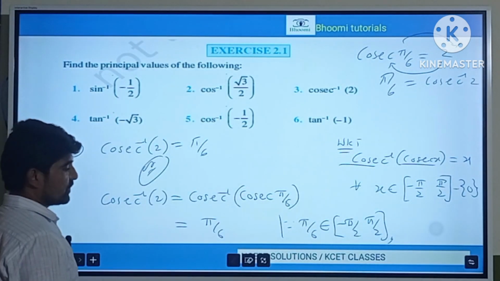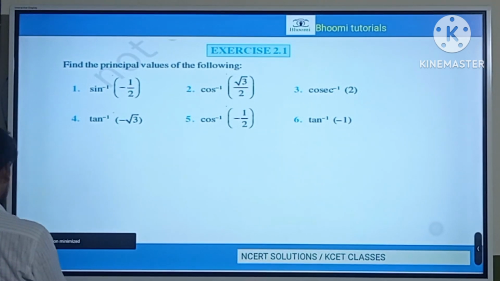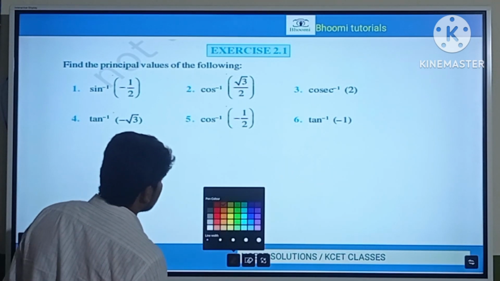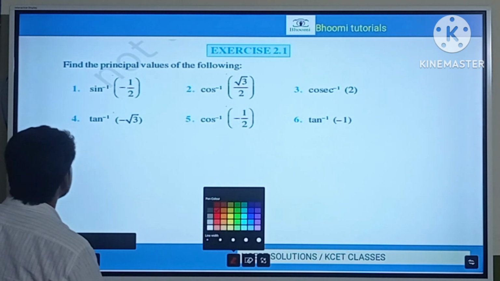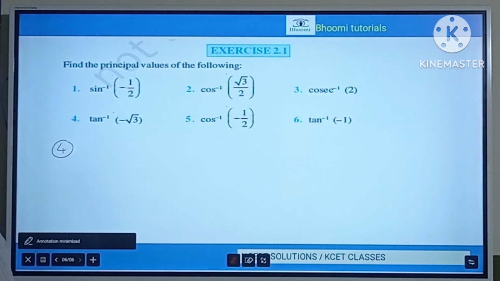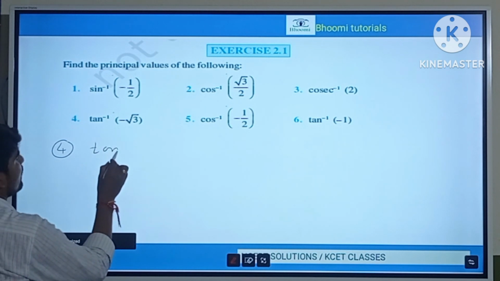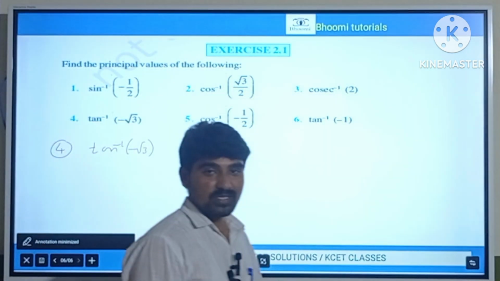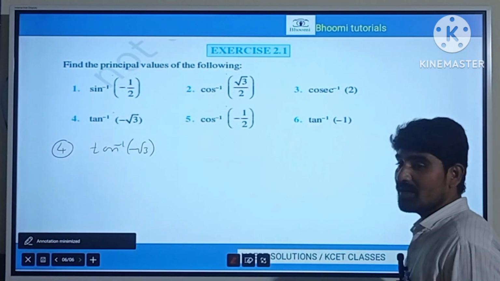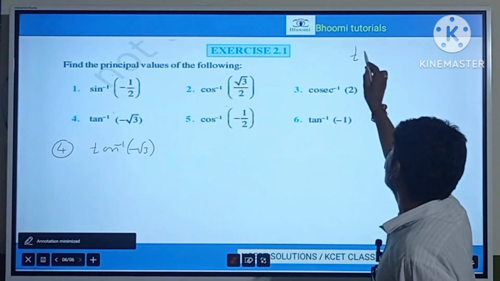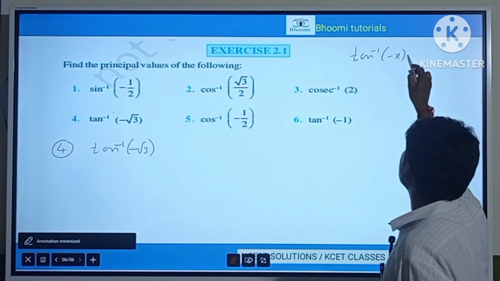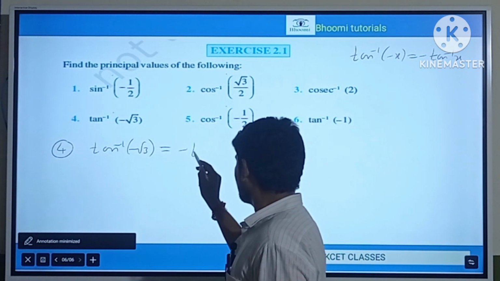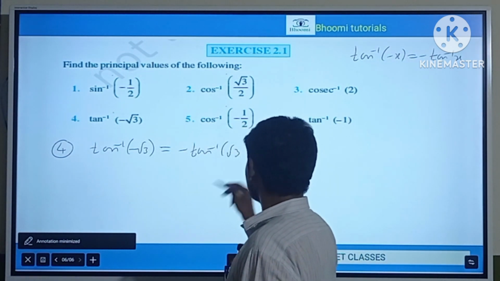Now let us go to the fourth question. Find the principal value of tan inverse of minus 1. This can also be solved with two methods. First, we know the property of inverse trigonometric functions: tan inverse of minus x is equal to minus tan inverse x. Therefore, tan inverse of minus root 3 can be written as minus tan inverse of root 3.